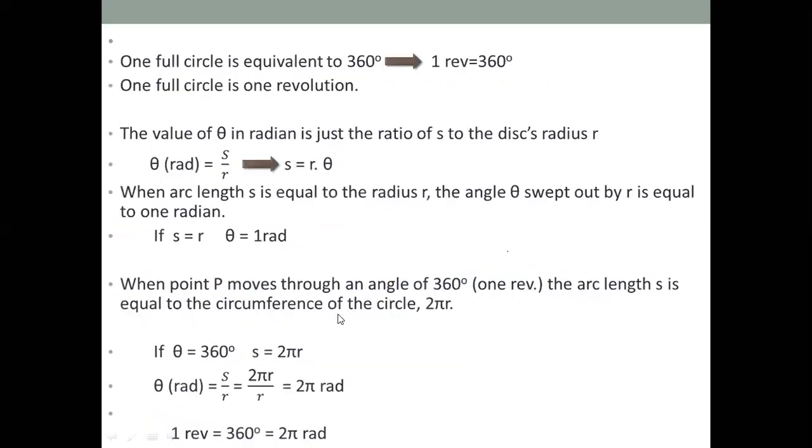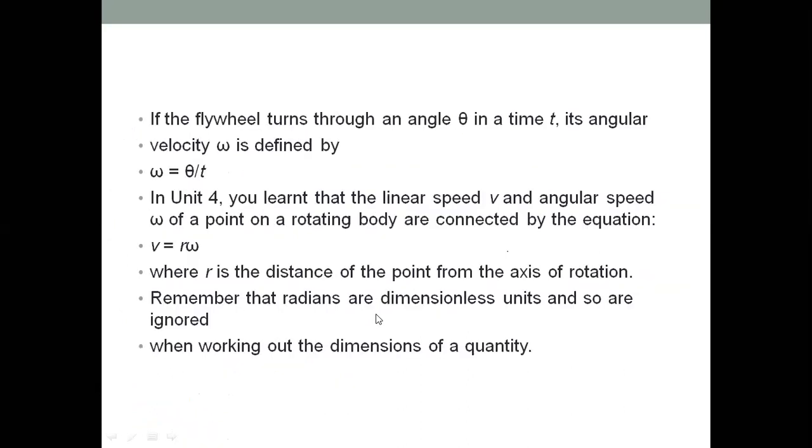Let's move on. So 1 revolution again is 360 degrees and 2 pi radian. This is easy to remember. 1 revolution means a complete turn around a circle, which is 360 degrees or 2 pi radian. Let's talk about the angular velocity.